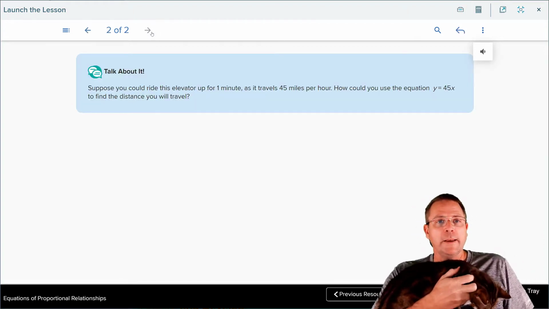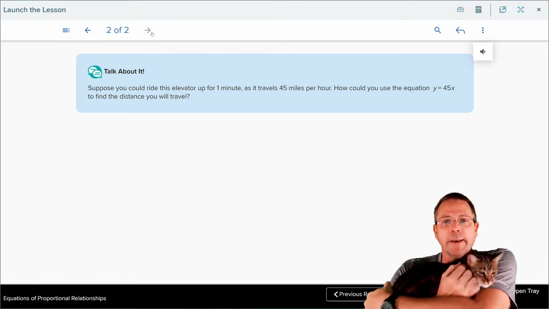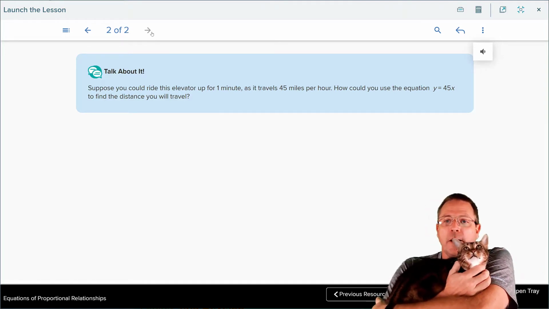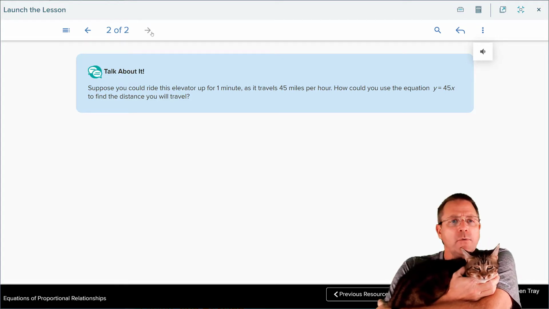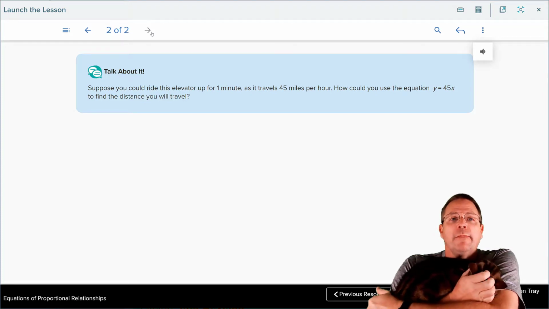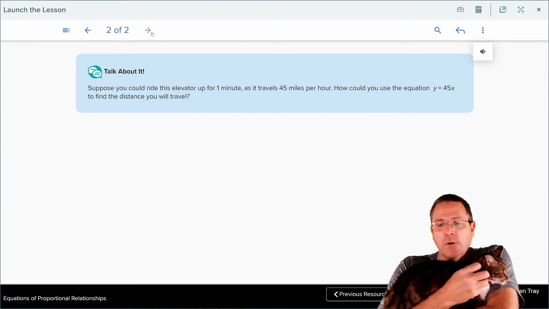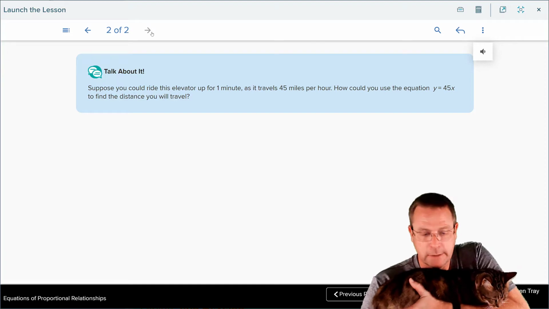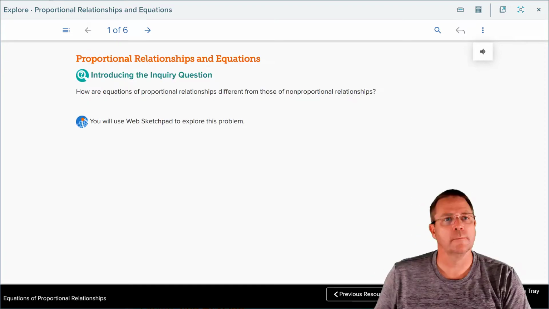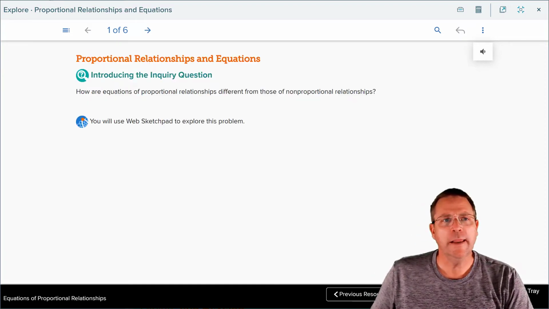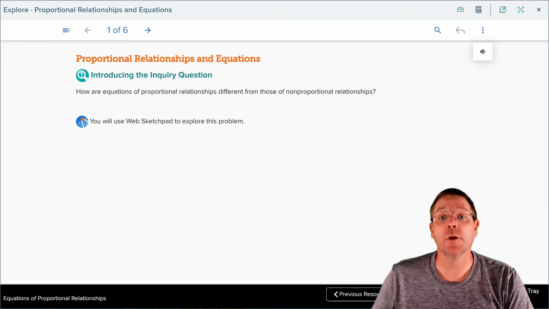Suppose you could ride this elevator for 1 minute as it travels 45 miles per hour. How could you use the equation y equals 45x to find out the distance you will travel? These are the kind of things that we're going to be learning in this lesson. We are introducing the inquiry question: how are equations of proportional relationships different from those of non-proportional relationships?